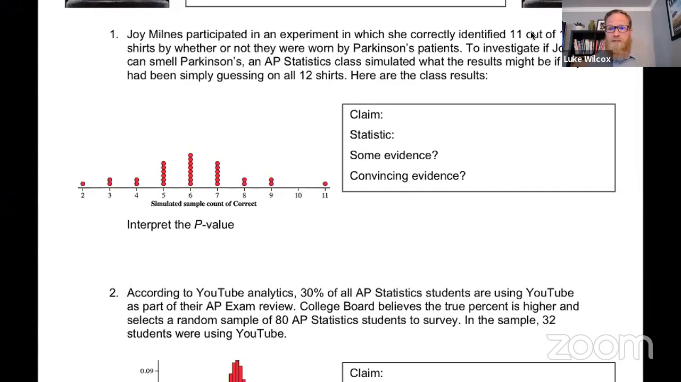So we've got a couple of questions to get us started here. The first one is the claim. This is the claim that we're going to assume to be true in order to carry out the simulation. For the simulation, the stats class wanted to know what would happen if Joy just simply guessed on all 12. She couldn't smell Parkinson's. She just totally guessed on all 12. So the claim here is that Joy was just simply guessing. The other way of saying that is, if she was just simply guessing, that means that she can't smell Parkinson's.